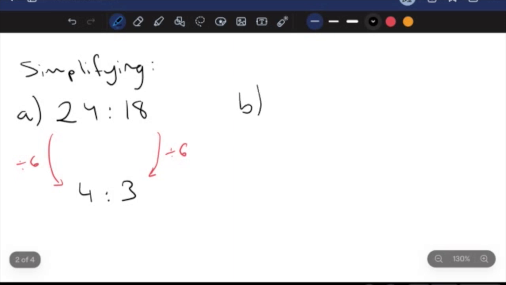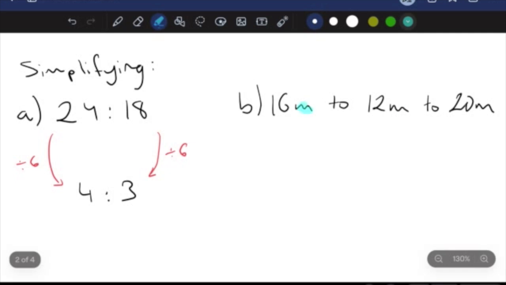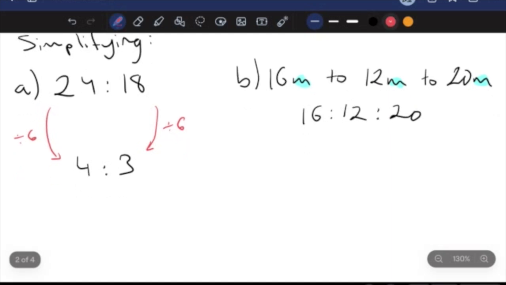For part B, let's compare three different quantities. So we've got, let's say, 16 meters to 12 meters to 20 meters. And now, since we have the same quantities, these different measurements here are going to all cancel each other out. So let's just rewrite this as a ratio. We have 16 to 12 to 20. And I want to see what same thing goes into all of these three numbers.